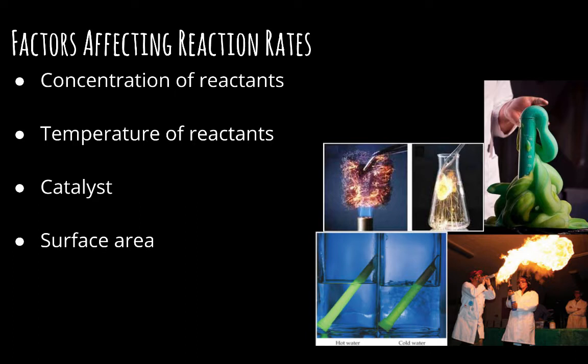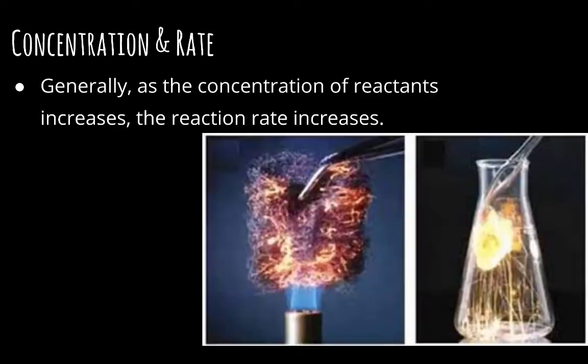One of them is the concentration of reactants. Another one is the temperature of the reactants. You can introduce a catalyst to the reaction, or you can change the surface area of the reactants. So we're going to go through each one of these in a little more detail. So the first one is concentration.